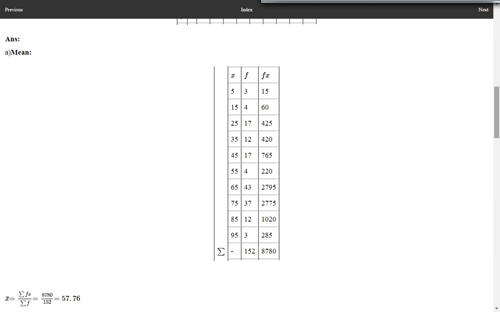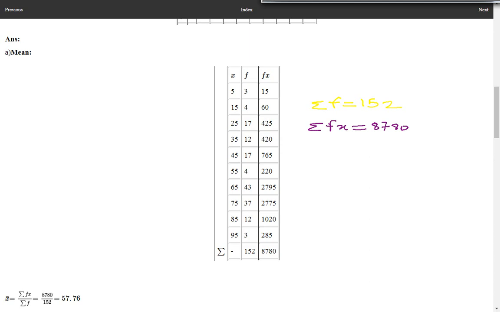Then in second step, we have to find sum of frequencies and product fx. So sum of all frequencies in this case is 152 and sum of all products of frequencies and observations is 8780.